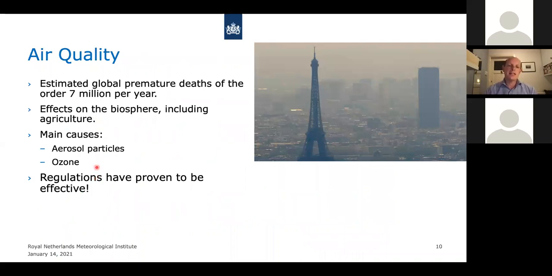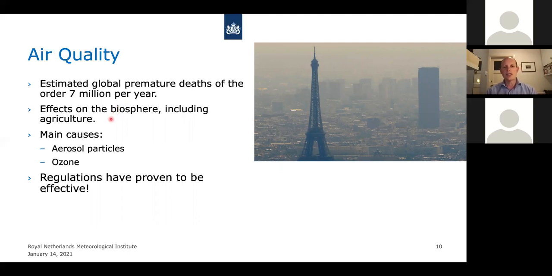Another challenge is, of course, air quality. Air quality is a much more regional problem caused by aerosols, particles, or PM2.5 as it's sometimes referred to, and ozone, which are both formed in the atmosphere by precursor gases, like, for example, SO2 and NO2. The number of premature deaths due to air quality is estimated to be around 7 million globally every year. So it's a really big number. For example, if you compare it to the number of COVID deaths last year, that was, I think, estimated around 2 million. So air quality is really a big thing for our health.